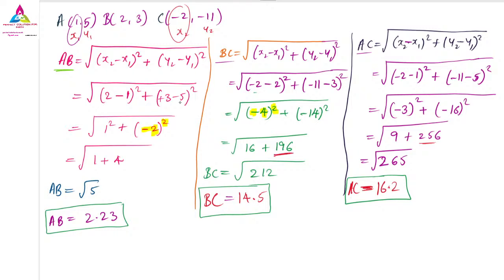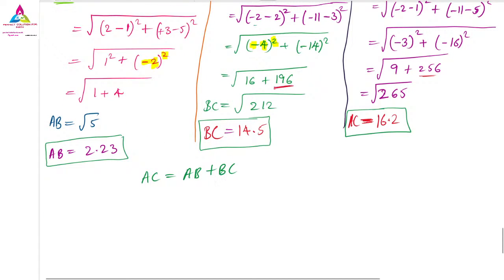So AC is greater, so the equation will be: if AC equals AB plus BC, because AC is the greatest number, then it is collinear. If it is not equal, then it is not collinear. So let us add and find the left hand and right hand side. 16.2 we have here, equals or not equals we will write later. AB value is 2.23 and BC value is 14.5.